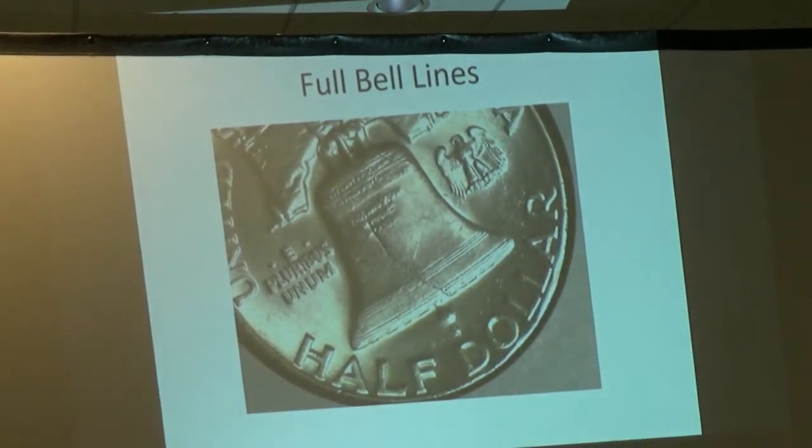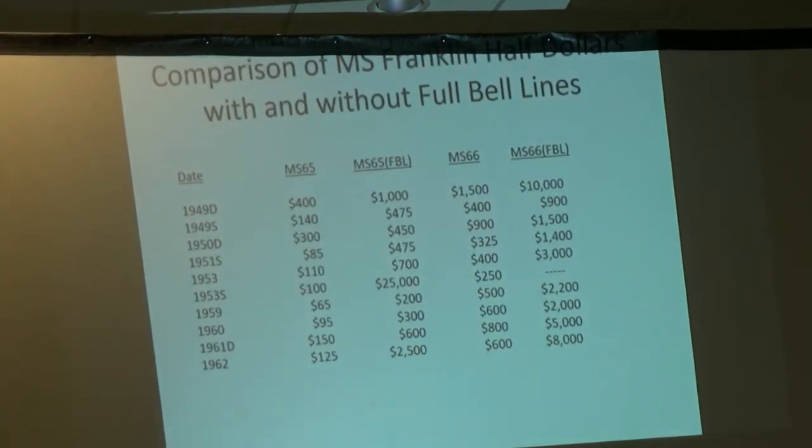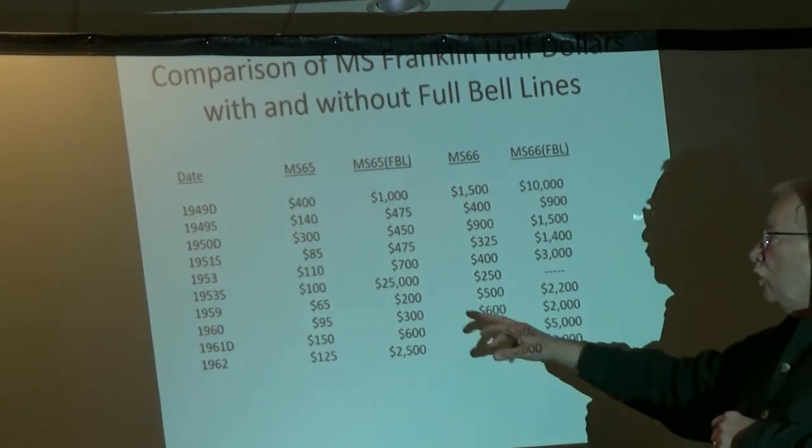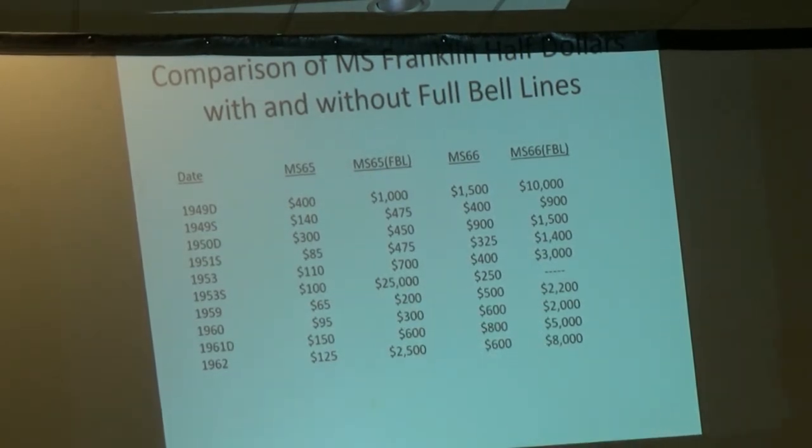Now, why is this important? This is the price of coins, and I just selected some of them in MS 65 and 66. But you'll also notice how much the prices go up for the full bell line. I was really startled by one that stands out on this page. It's 1953S. I looked at 2 books and I said, well, wait a minute. It costs $100 in MS 65 and $25,000 for a full bell line. I looked at 2 or 3 different sources, and that's the price. Apparently, that year, it's very hard to find something that has a really good strike.